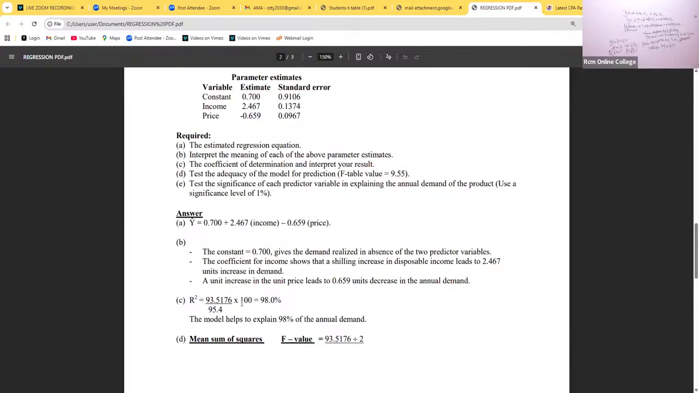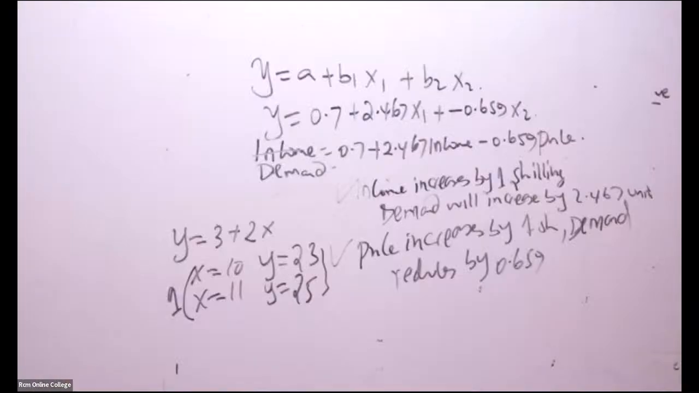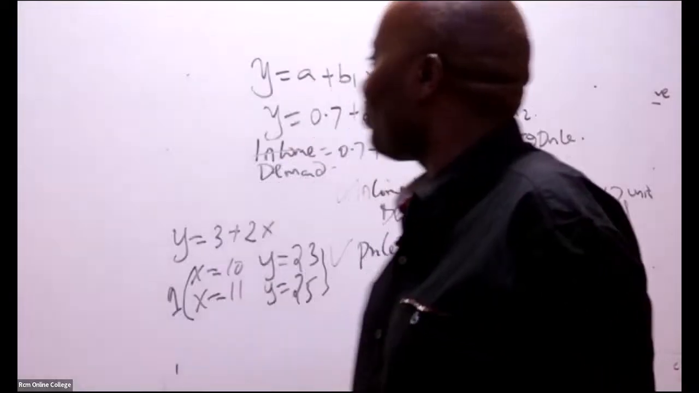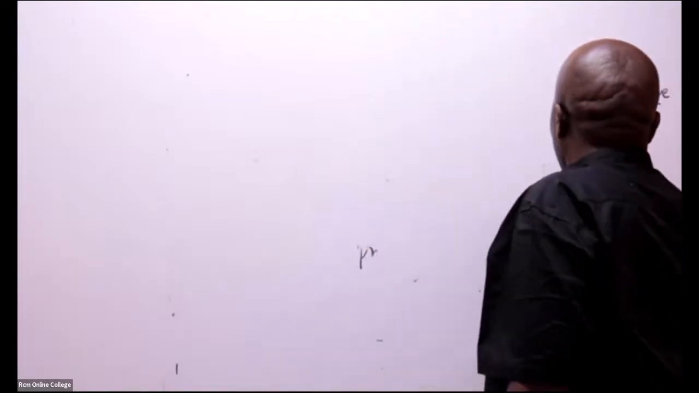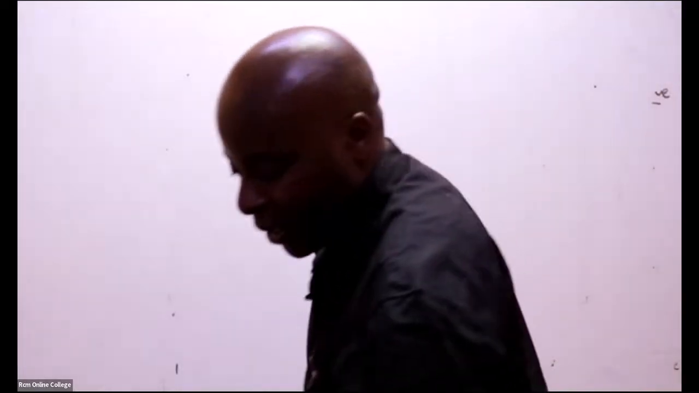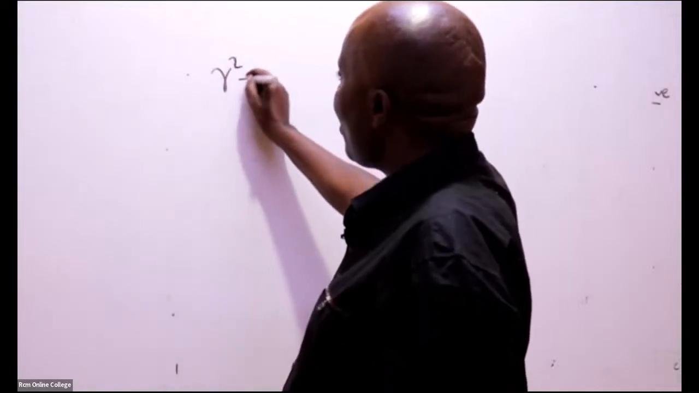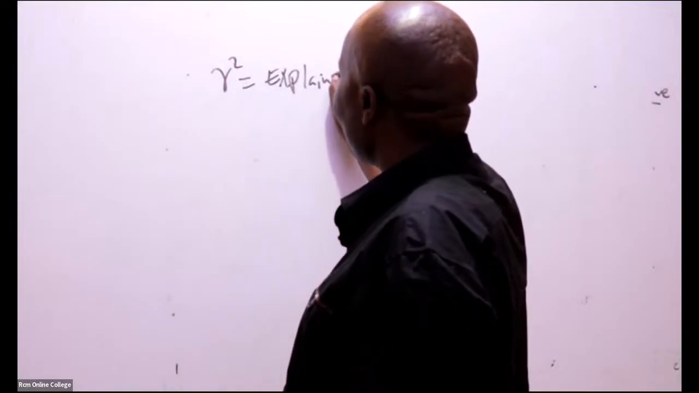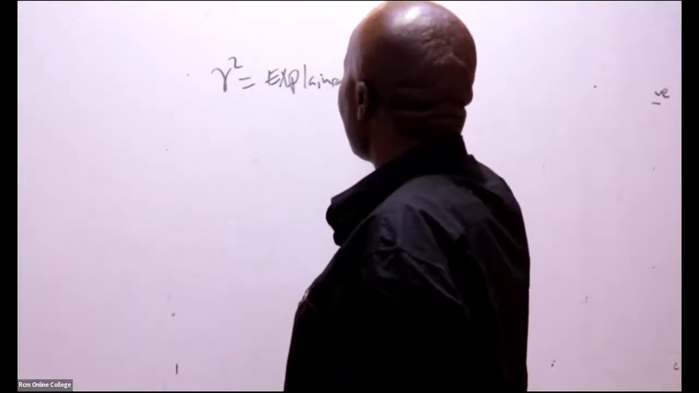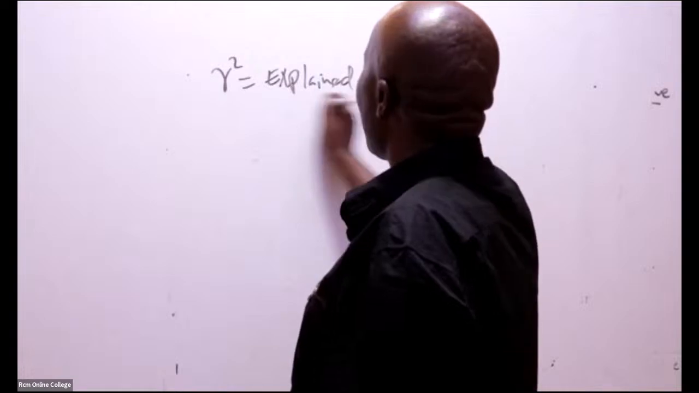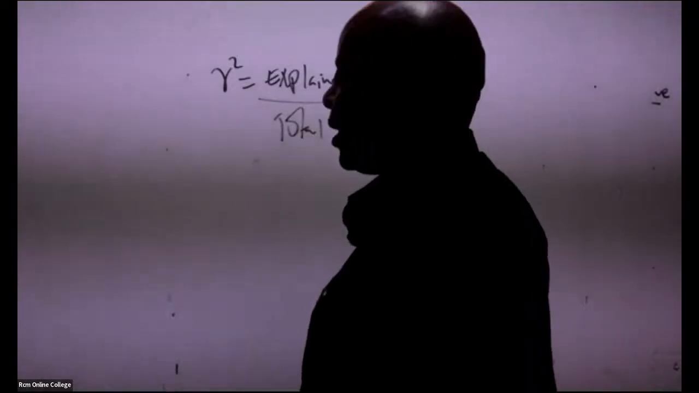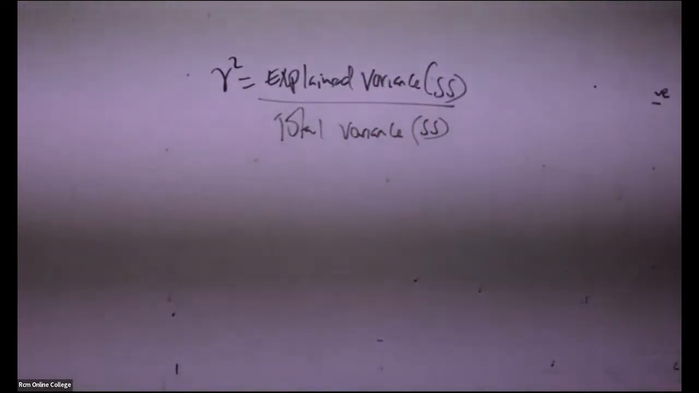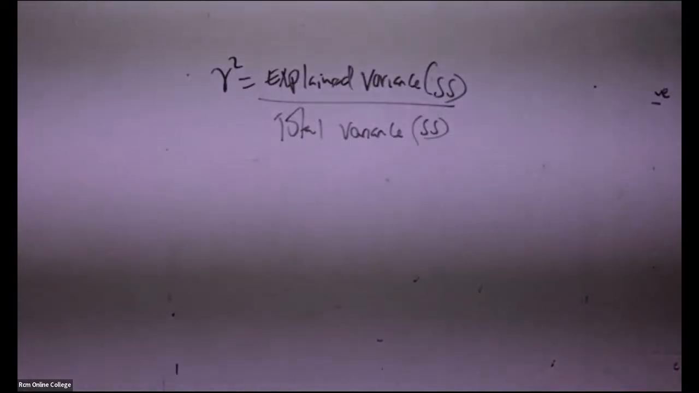So this R squared, ladies and gentlemen, what do we need to do to get it? To get this R squared is really easy. This is what we shall do to get R squared. We shall take the explained variance in terms of sum of squares over the total variance, again in terms of sum of squares.